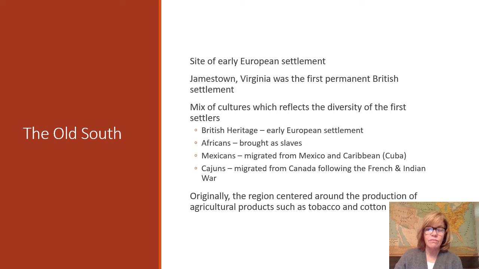Okay, so the Old South started at Jamestown in Virginia and spread out from there. There was a mix of cultures, very diverse. First the British, and then Africans were brought in. Of course, you had the Native Americans, and then there were migrants coming up from Mexico, and people who left Canada and came down to Louisiana. They were called Cajuns, because they were Acadians. They were from Acadia, and then it was shortened to Cajuns.